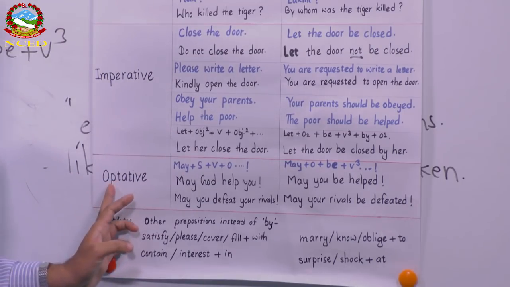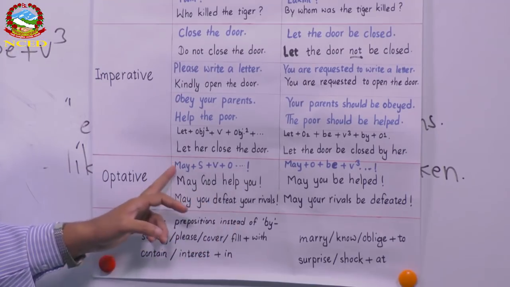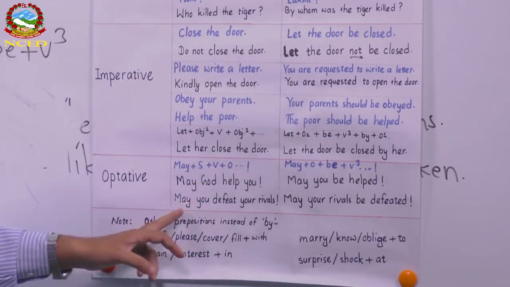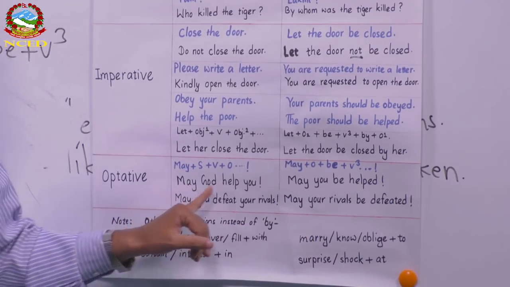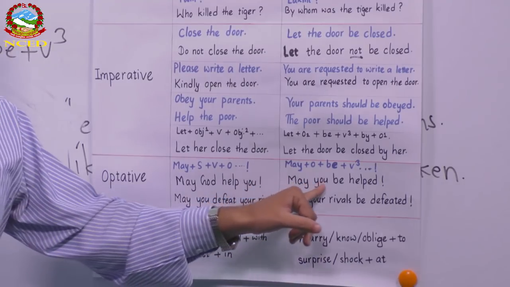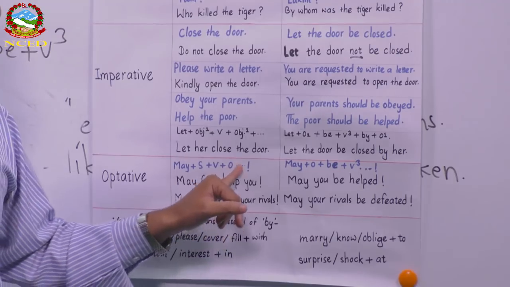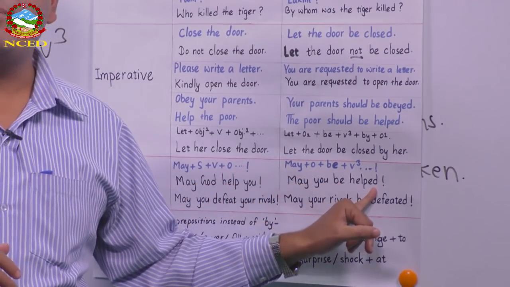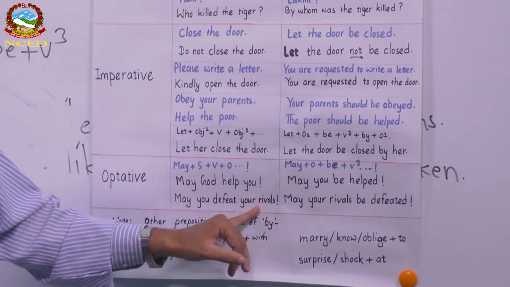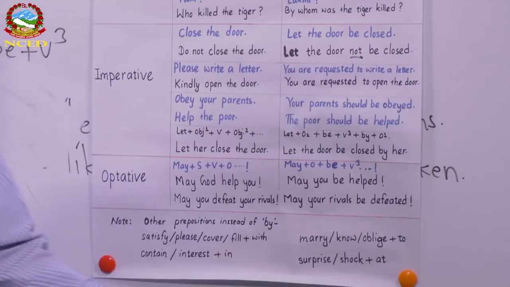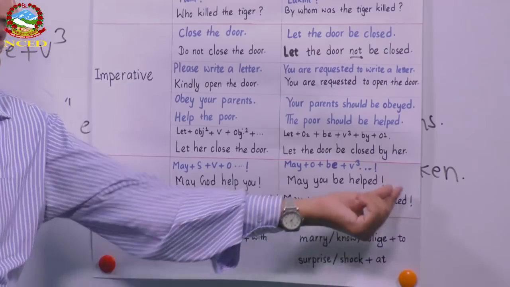If the optative sentence is there, generally beginning from may, like may God help you, a may plus subject plus verb plus object pattern, we follow it like this. We begin from the same modal auxiliary may. Then you is the object, so the object is brought to the position of subject. May you. Then in place of verb 1, we write be plus verb 3, be helped. May you be helped. May you defeat your rivals. Second example: may your rivals be defeated. Because your rivals is the object. May your rivals, may plus object first, and then be plus verb 3.